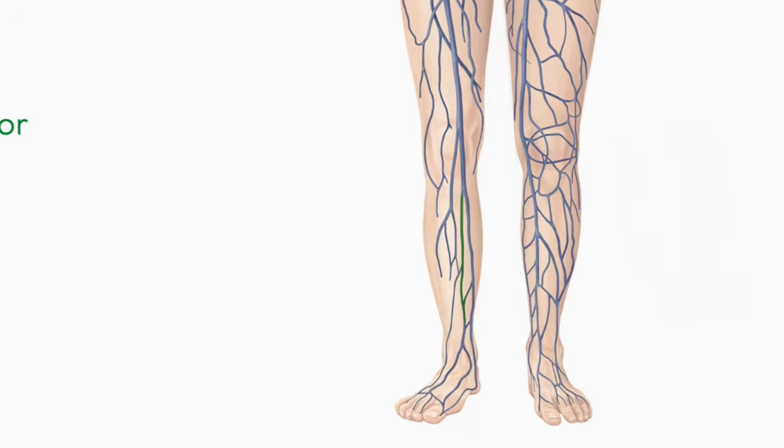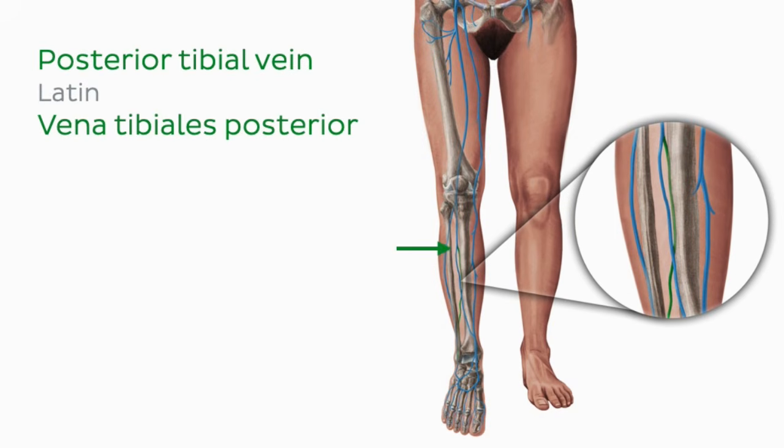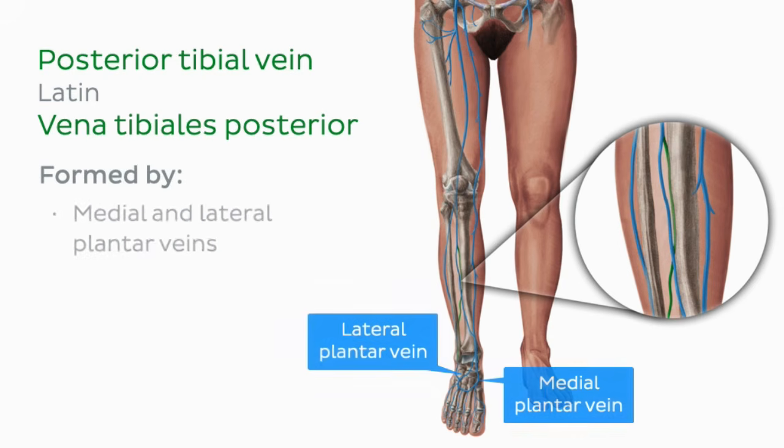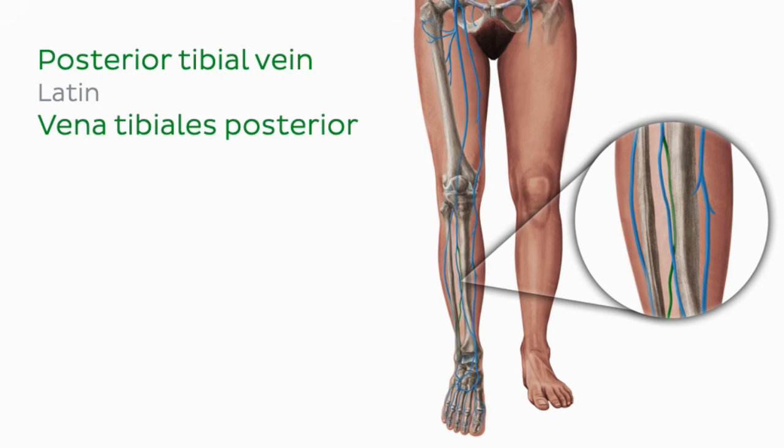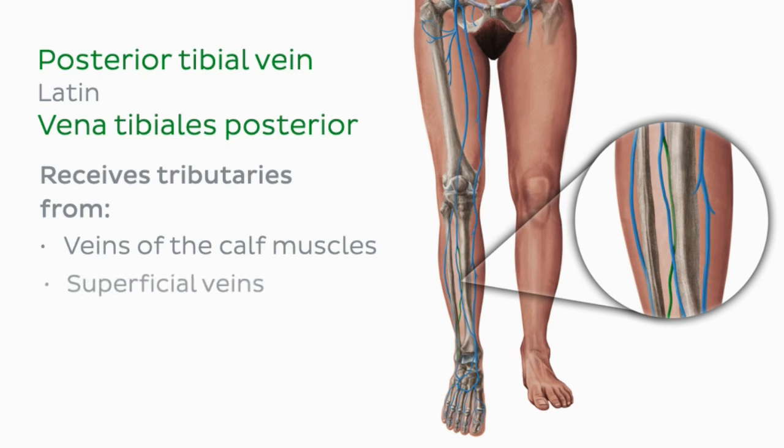The posterior tibial veins are also deep veins of the leg that are formed by the medial and lateral plantar veins, which we mentioned earlier, that emerge from the plantar venous arch. The posterior tibial veins accompany the posterior tibial artery, posterior to the tibia, as you would guess, and they receive tributaries from the veins of the calf muscles, some superficial veins, and from the fibular veins.